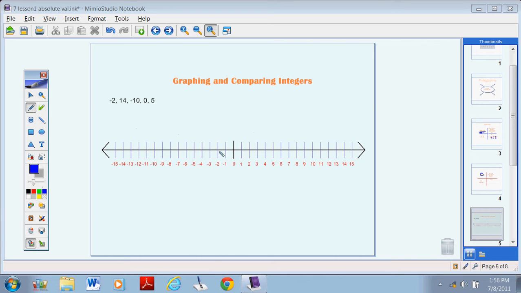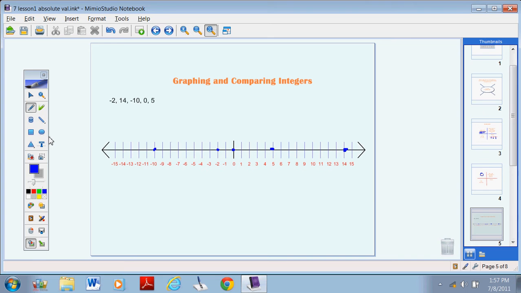So -2 is right here, so you would put a point right in the middle. +14 is on the right hand side. -10 is on the left hand side, you will put them right here. 0 is right in the center. 5 will be right here. Once again, remember, integers actually include 0. The opposite of 0 will be 0.